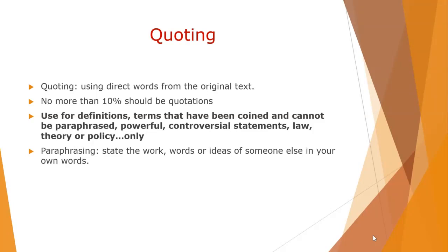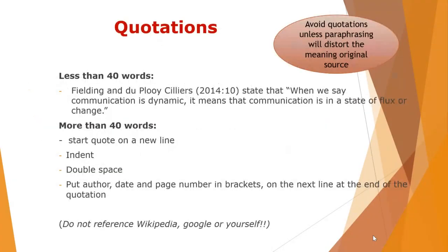So quoting is when you use direct words from the original text. On the other hand, paraphrasing, as I explained in the previous slide, is when you state the words or ideas of someone else in your own words to demonstrate your understanding of what that person has said or of their idea. Quotations fall into two categories.